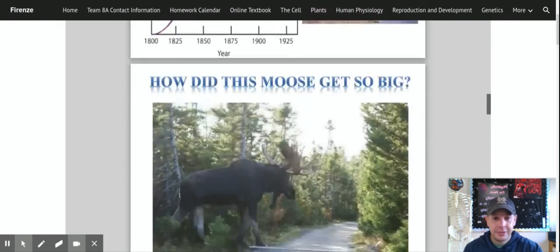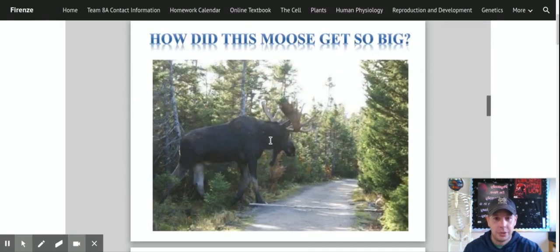So take a look at this. Here's a big moose. How do you think the moose got that big? You think there are plenty of resources, Bones? There are. There is plenty of resources. Nobody's messing with this moose. It eats what it wants to eat.